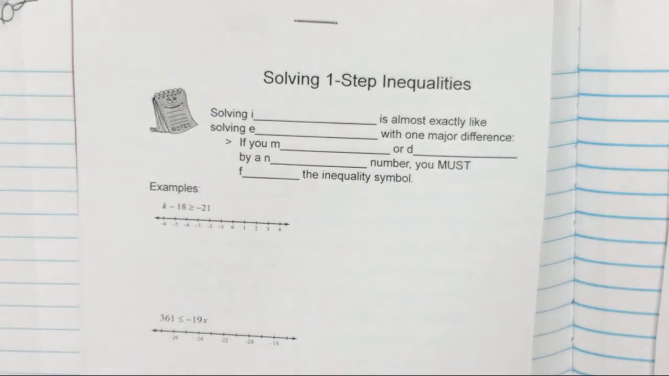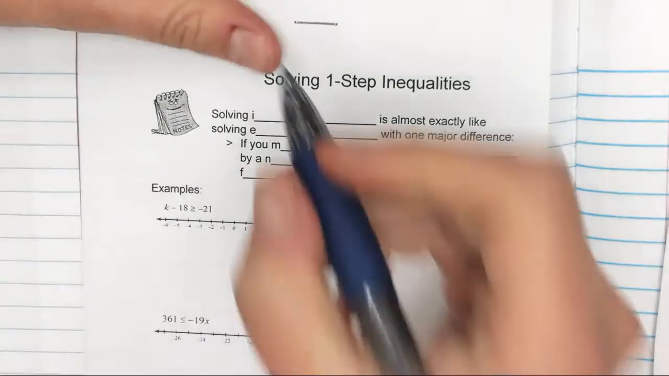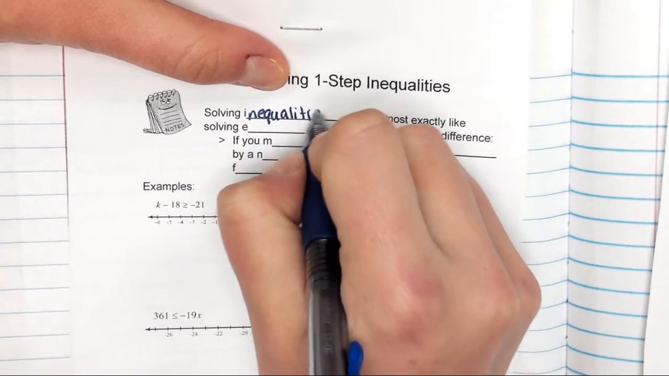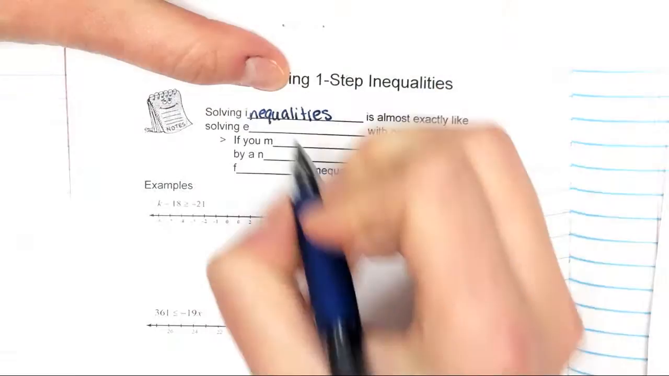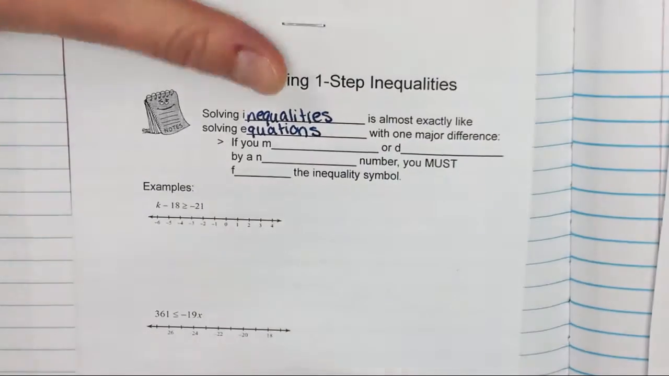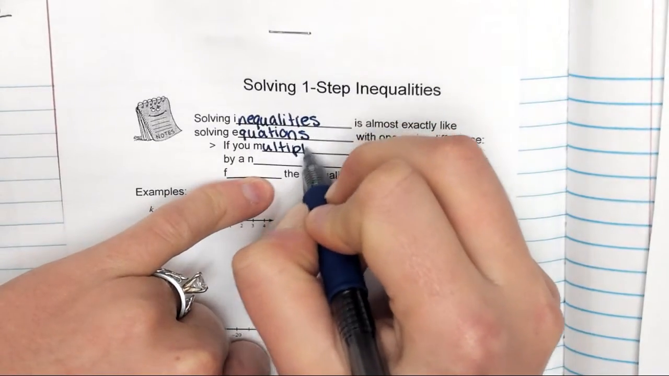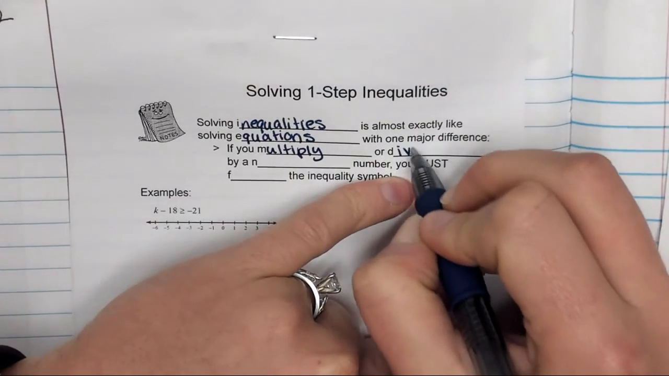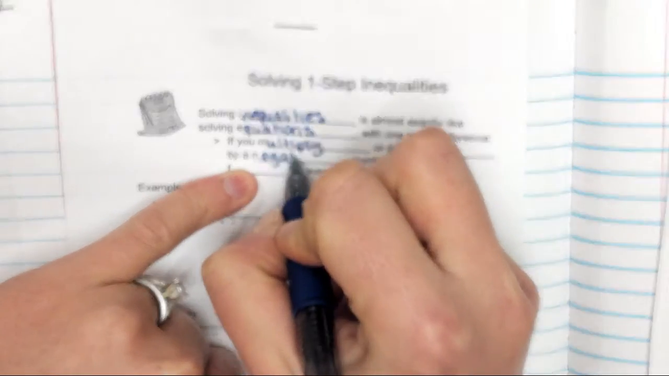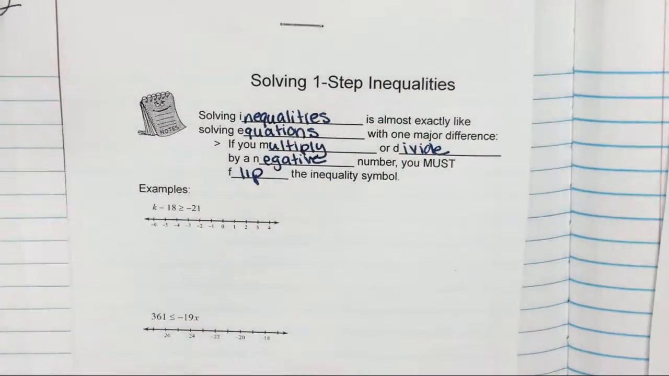In this video, we're going to review how to solve one- and two-step inequalities. Solving an inequality is almost exactly like solving equations, with one major difference. If you multiply or divide by a negative number, you must flip the inequality symbol.